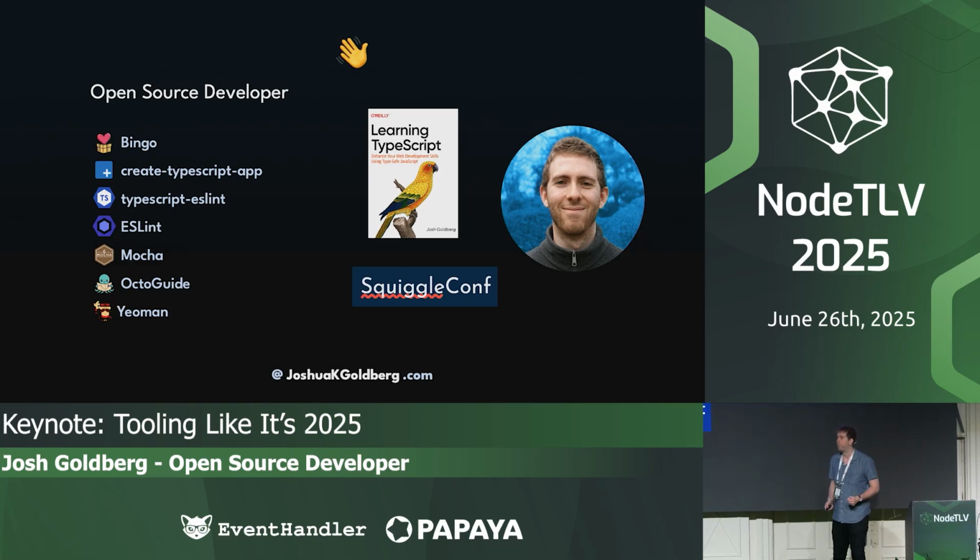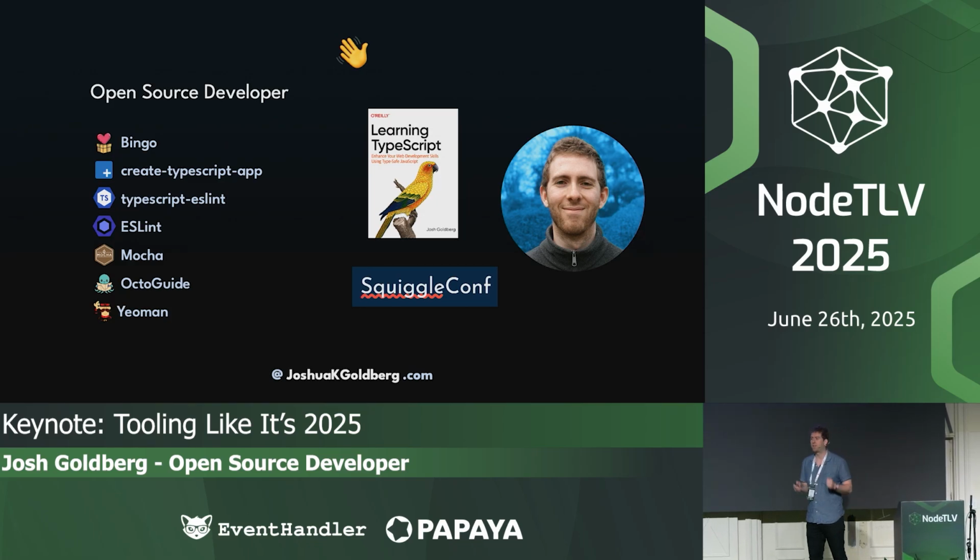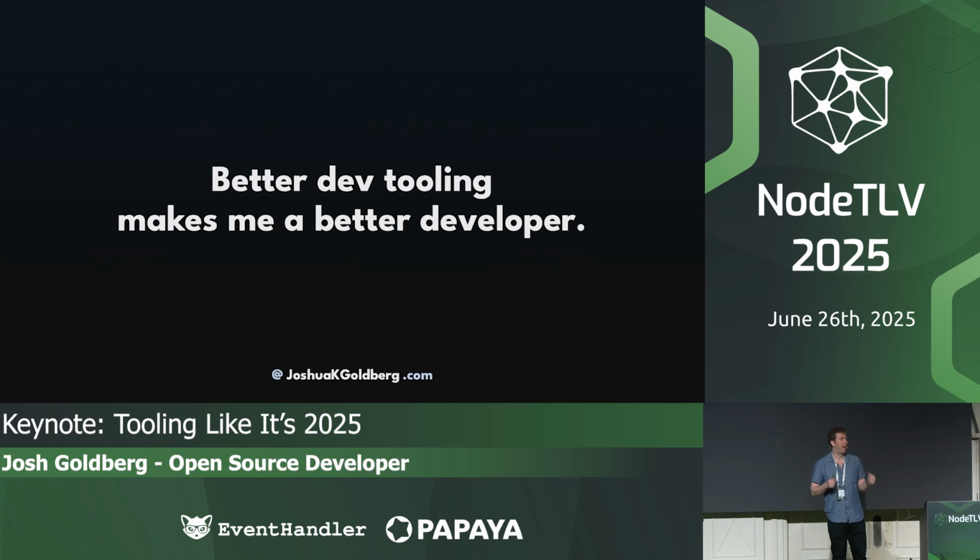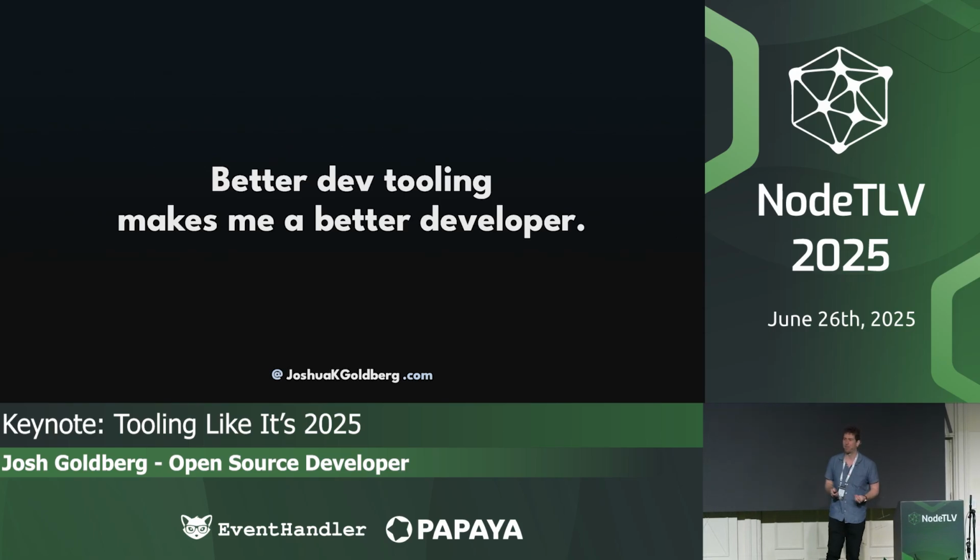I love dev tooling. I love great web dev tooling. I love things that make me better. Because better dev tooling makes me a better developer. Dev tooling will catch bugs for me because I cause a lot of bugs. I don't know about you. It helps me write code faster. It helps me write code cleaner with more stylistic consistency. It educates me on best practices. These are all things that we're going to learn about today.